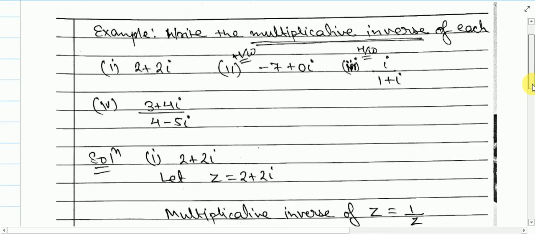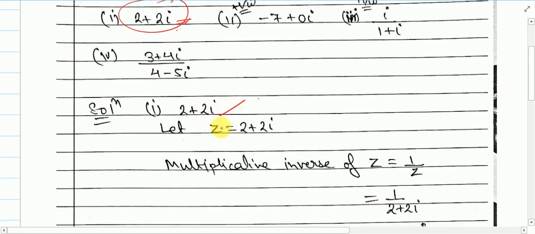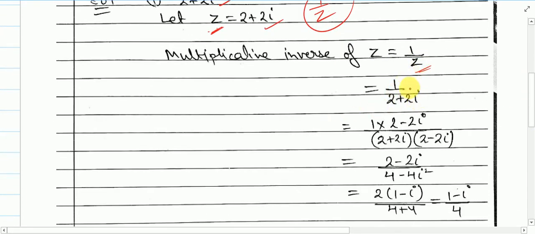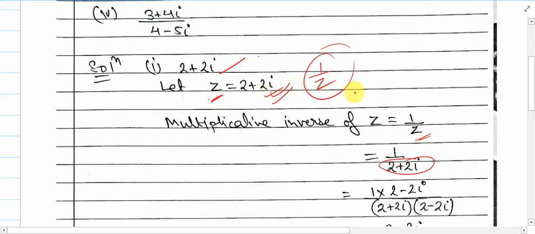Now let us take a few examples for this multiplicative inverse. Your first one is 2 plus 2i. I have to find the multiplicative inverse of this complex number. I will put this as z equal to 2 plus 2i. Multiplicative inverse of this z will be 1 by z. You should not have a complex number in the denominator, so we are rationalizing it, and at the end you get this. So this is the multiplicative inverse for this complex number.